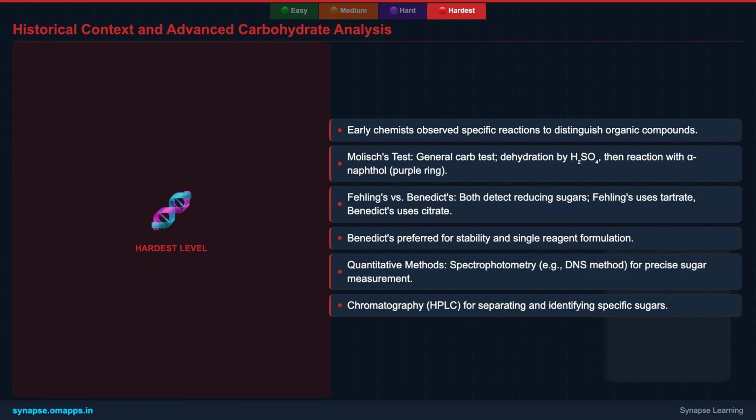This shows a broader approach to carb detection. You might also encounter Fehling's test, which, like Benedict's, detects reducing sugars but uses tartrate instead of citrate. For precise, quantitative analysis in research or industry, techniques like spectrophotometry are used, where the intensity of a colored product, like from Benedict's reaction, is measured to determine exact concentrations.